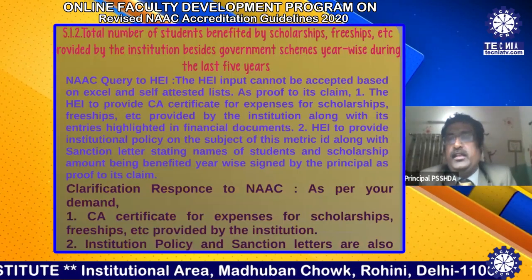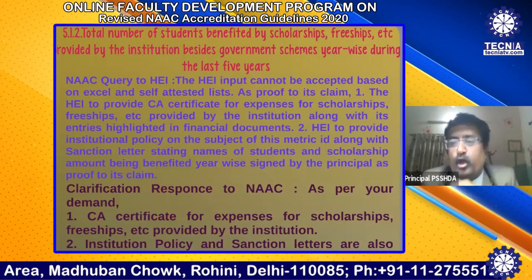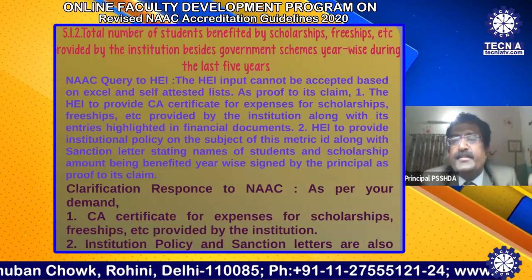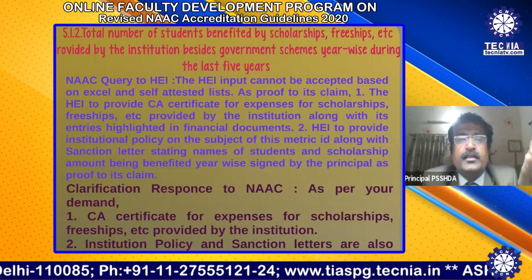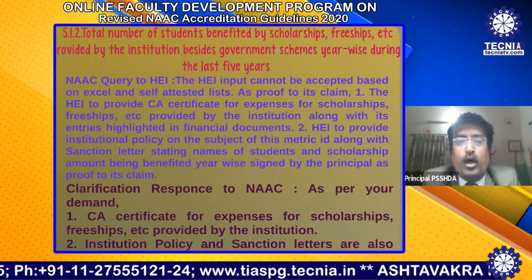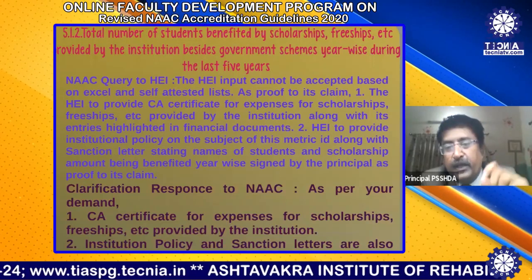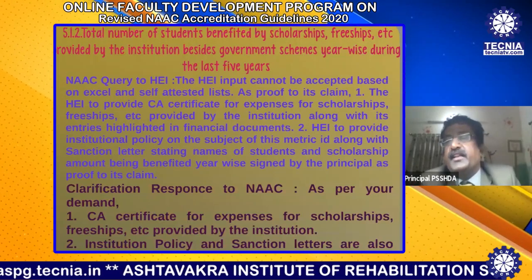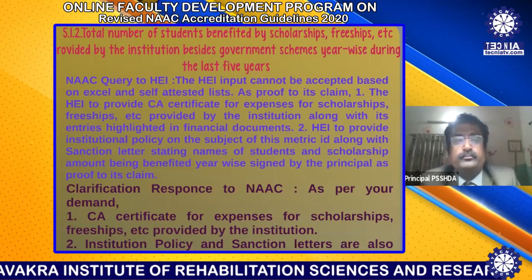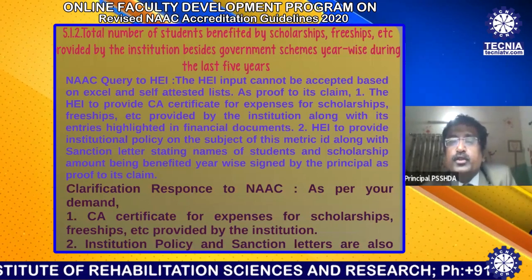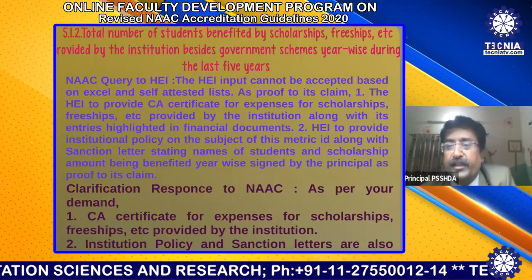This is our query in matrix 5.1.2, the total number of students benefited by scholarships and freeships. We had submitted all the documents, still with the signature of the principal, with sign and stamp. Still, the query was that DVV wants all the documents not only signed by the principal, but certified by a chartered accountant. So they need a certificate from a chartered accountant. And in the second part, they need, for whatever scholarship you are giving to the students, the list of students and the sanction letters from various agencies.